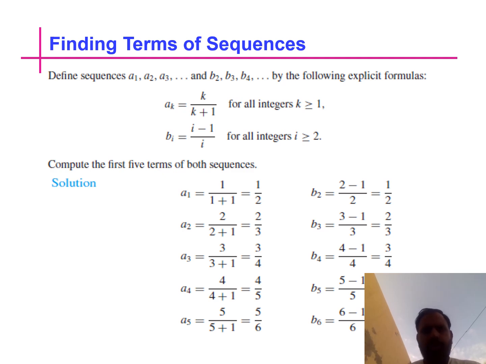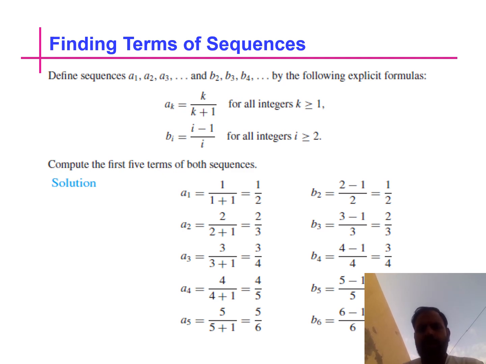We can compute it. If we discuss the sequence A1, A1 means the first term. If we put the value of K as 1, meaning its first term, 1 over 1 plus 1, it's 1 by 2. A2, so it's 2 over 2 plus 1. We replace the value of K with 1, 2, 3. Here the question is that we have to compute the first 5 terms.